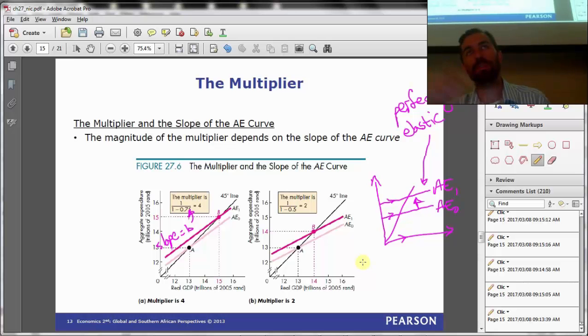Remember, the steeper the slope, the higher the multiplier. The flatter the slope, the lower the multiplier. Perfectly elastic, is that very steep or very not steep? It's not steep at all, it's completely flat. It's the flattest you can get. So if it's the flattest you can get, what do you think the multiplier is? 0. Cool.